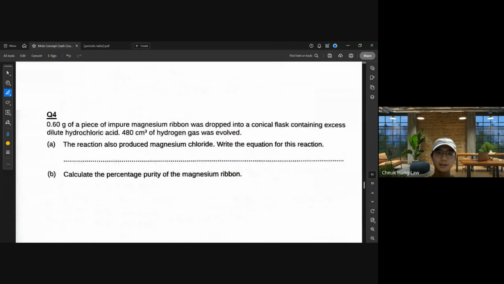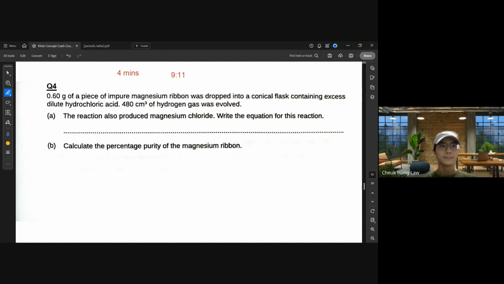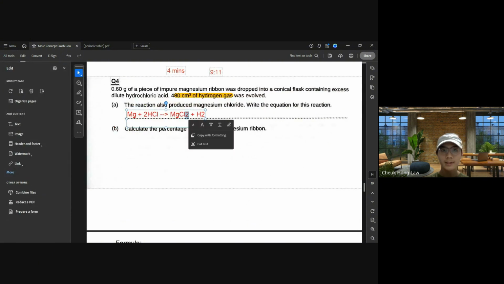Right. So I'm going to give you guys 4 minutes again to attempt question 4. 0.6 grams of a piece of impure magnesium ribbon was dropped into a conical flask containing excess dilute hydrochloric acid. 480 cm cube of hydrogen gas was evolved. The reaction also produced magnesium chloride. Write the equation for this reaction. So the equation, okay, this is your equation. So make sure you balance the equation properly.